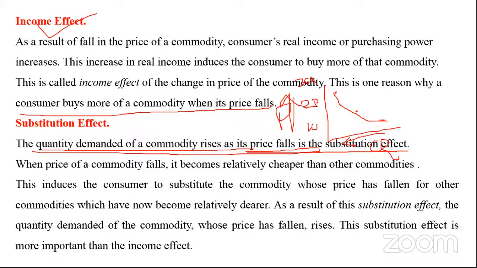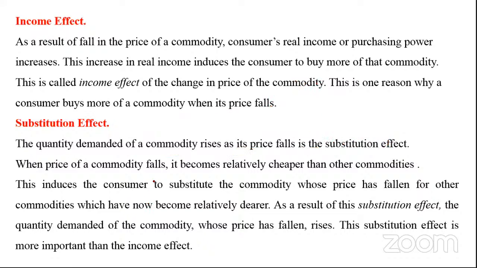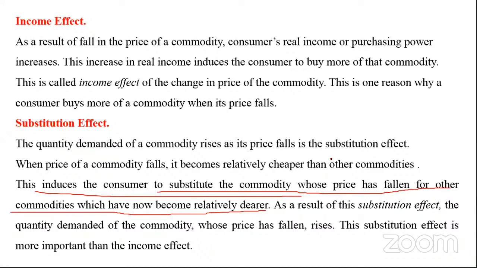When the price falls from 30 rupees to 20 rupees, the quantity demanded increases from 10 to 20. When the price falls from 20 rupees to 10 rupees, the quantity demanded increases further. That is the substitution effect: the commodity is substituted as the price falls. This induces the consumer to substitute the commodity whose price has fallen for other commodities, which now become relatively dearer. As a result of the substitution effect, the quantity demanded of the commodity whose price has fallen will rise.